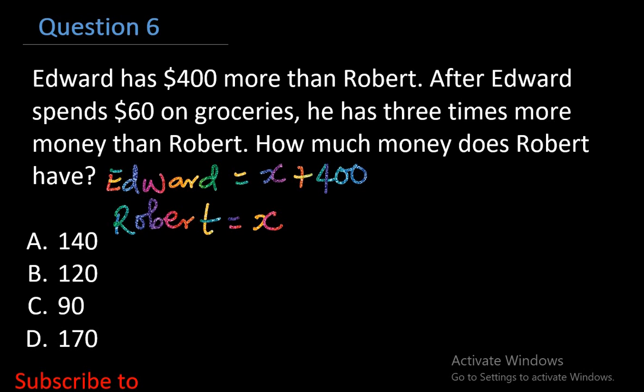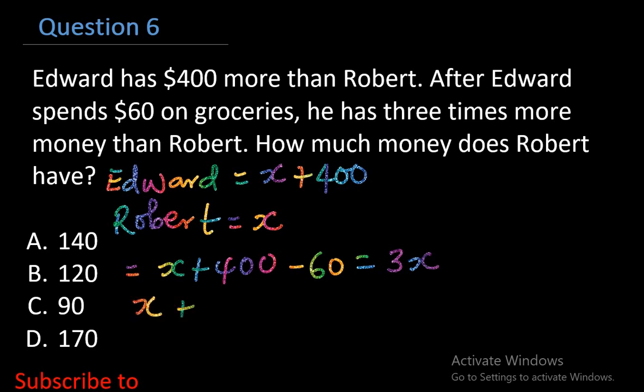After Edward spent 60 on groceries, Edward's new money will be X plus 400 minus the 60 he spent. He has 3 times more money than Robert. This value will now be 3 times Robert's amount, which is x. That's 3x. Collect like terms. This is the same thing as x plus 400 minus 60, which gives us 340 equals 3x. Move x to the right hand side. You have 340 equals 3x minus x, 2x. Because if x crosses this equal to sign, it will change to minus x. 3x minus x is 2x.